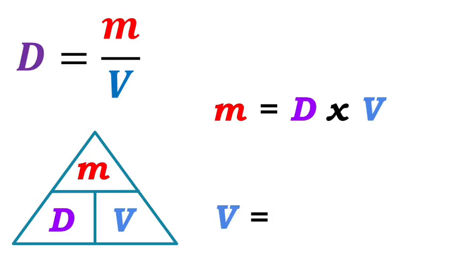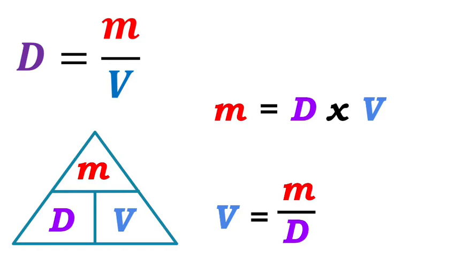If I was trying to solve for volume, well, then I'd put my hand or my finger over the v side of things, and what we're left with is m over d. So m would be divided by d if we're trying to solve for volume. So you might have to rearrange this equation. I'm not going to give you all 3 of these variations on a test or quiz.